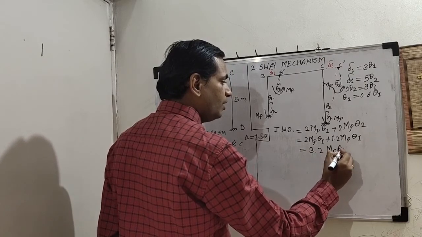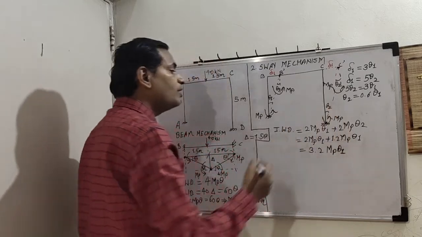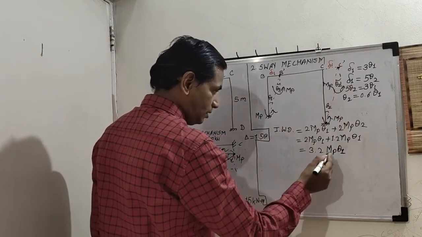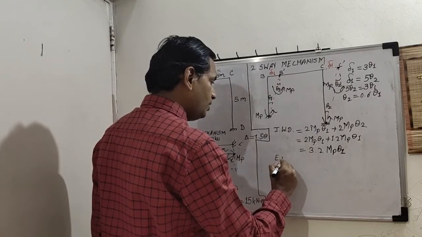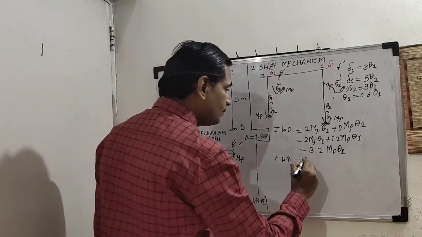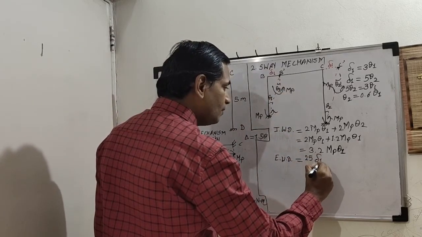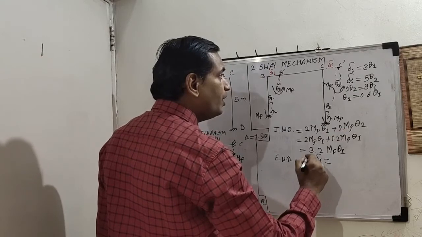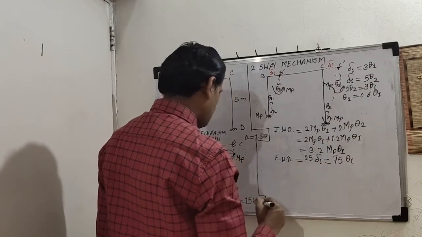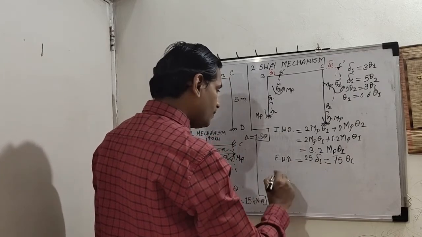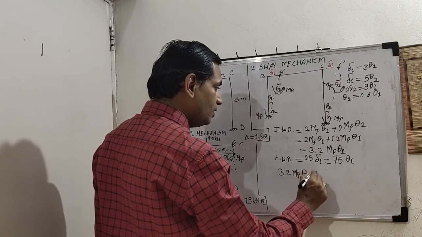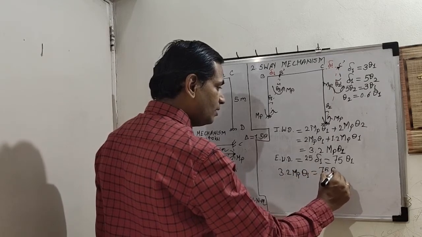So now again equate external work done and internal work done. So this is internal work done, external work done, yet we have to calculate. So this is how much? 25 into delta 1. What is delta 1? 3 theta 1. So 25 into 3, 75 theta 1. So we will again find out MP from this. 3.2 MP theta 1 is equal to 75 theta 1.